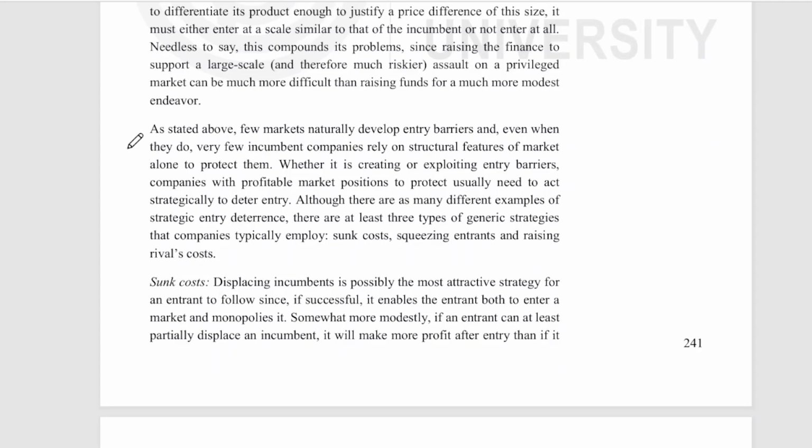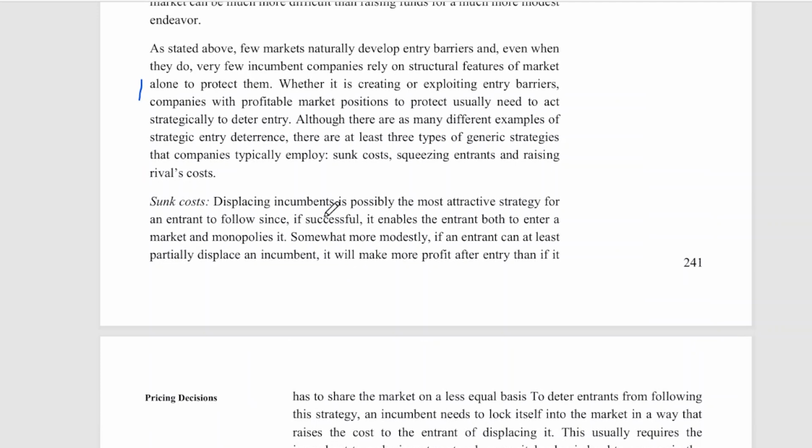As stated above, few markets naturally develop entry barriers, and even when they do, very few incumbent companies rely on structural features of the market alone to protect them. Whether it is creating or exploiting entry barriers, companies with profitable market positions to protect usually need to act strategically to deter entry. Although there are as many different examples of strategic entry deterrence, there are at least three types of generic strategies that companies typically employ: sunk cost, squeezing entrants, and raising rival cost.